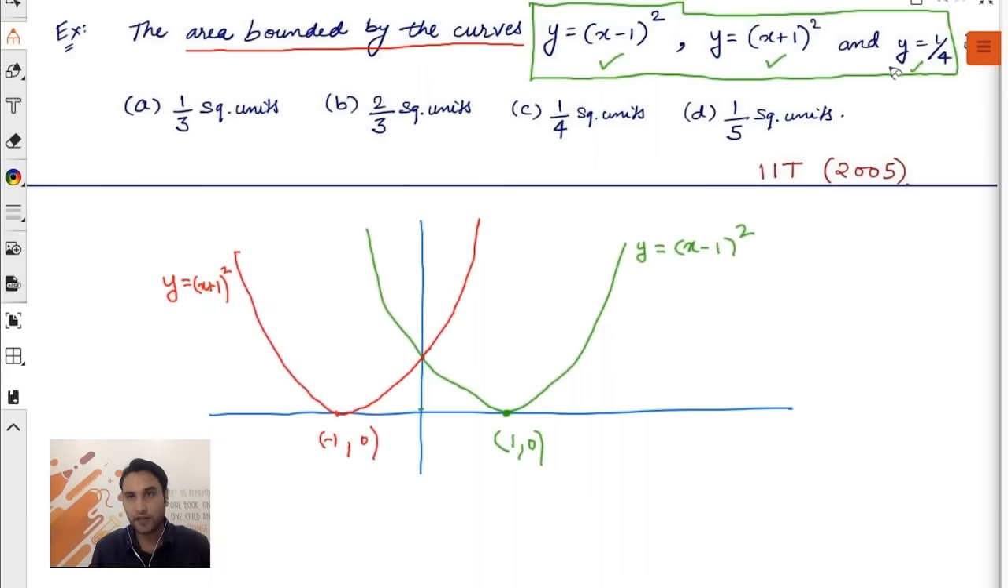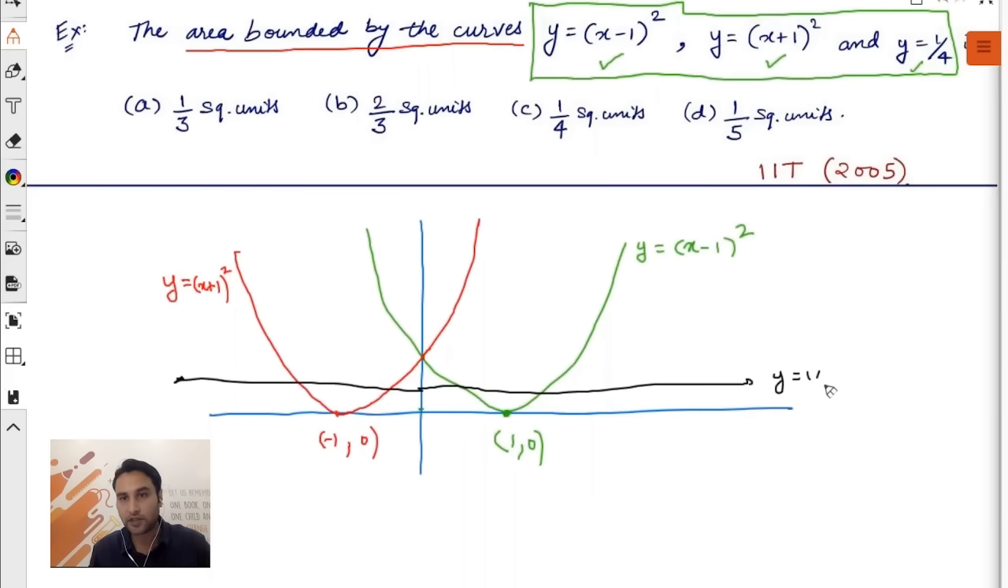And then there is a line y equal to 1 by 4, which will go like this. So y equal to 1 by 4 is a line. That's it. If you can plot, IIT just wanted to check if you can plot these graphs correctly. If you can, now you immediately know what is the area bounded by the curves.